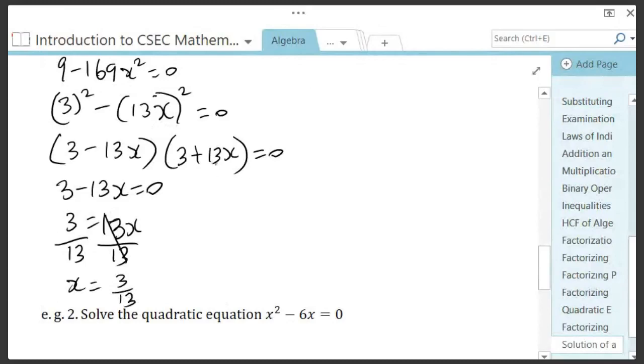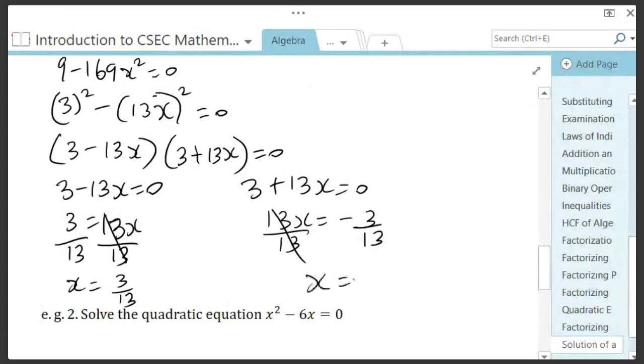Okay, we take this second conjugate here. 3 plus 13x is equal to 0. So we have here 13x is equal to minus 3. Divide by 13, divide by 13. X here is equal to minus 3 over 13. So you have two values of x. These are your solutions. X is equal to 3 over 13 or x is equal to minus 3 over 13. Please let me know if you all got this.